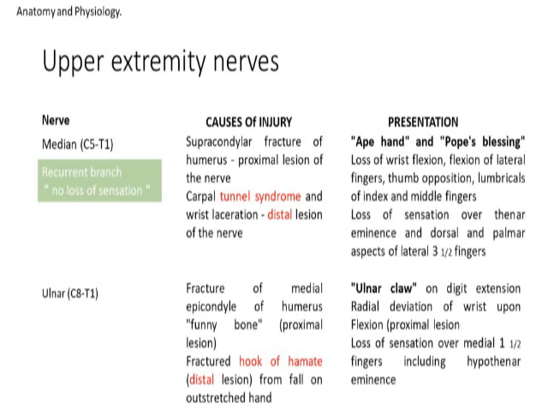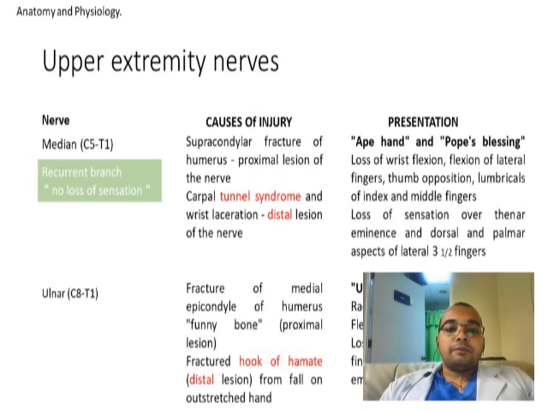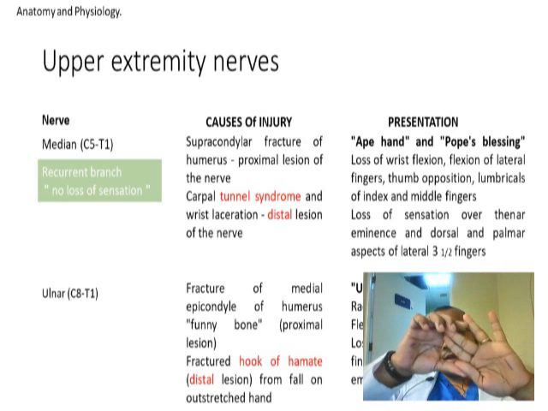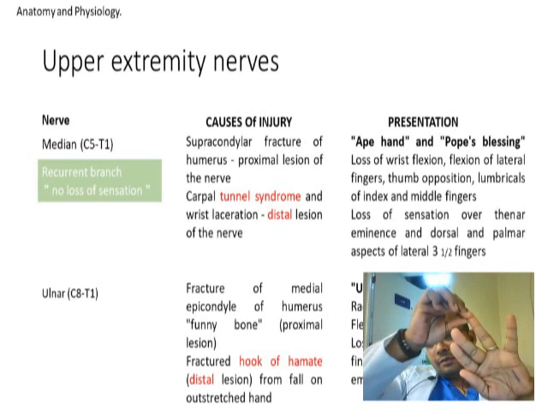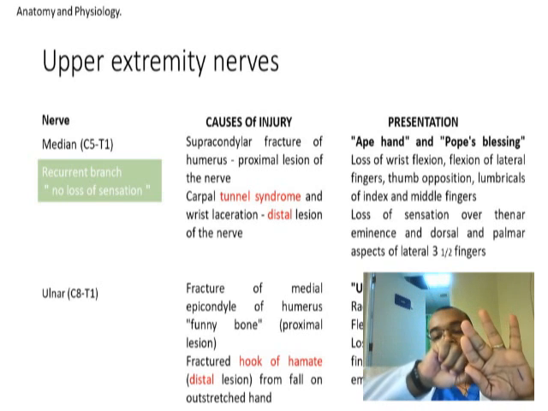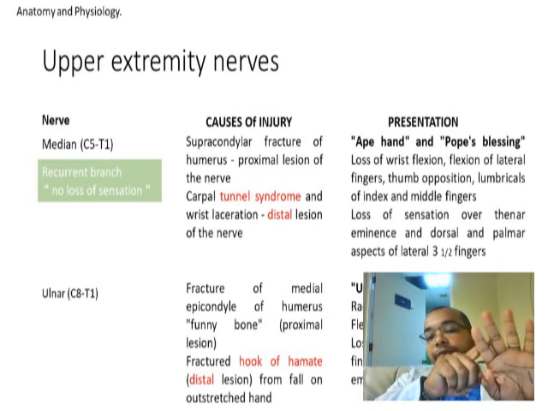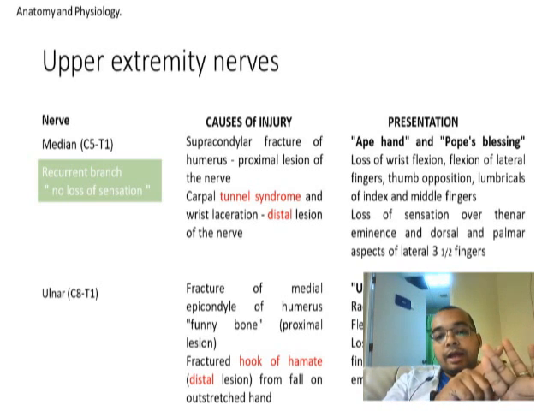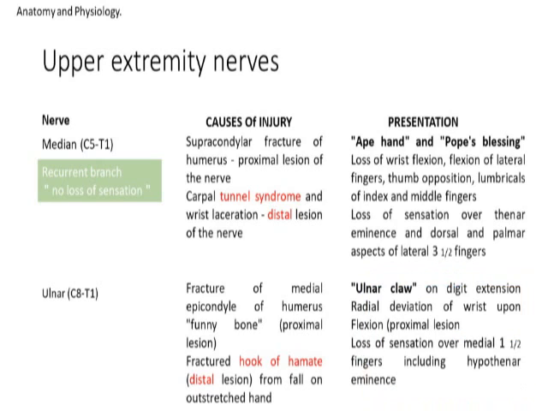3.5 fingers. There is a loss of sensation of the lateral 3.5 fingers. So we lose sensation over fingers 1, 2, 3, and the lateral half of the fourth finger. This is also a very frequently asked question.